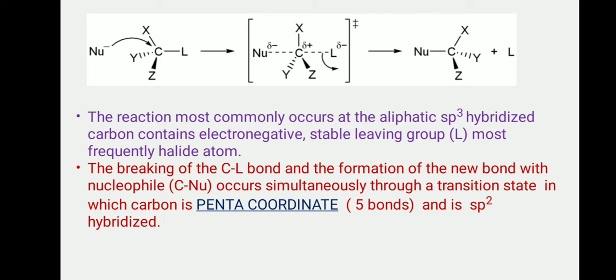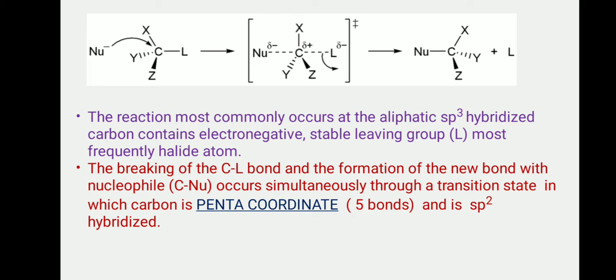In this step, what happens? The bond between carbon and nucleophile is formed, and the bond between carbon and leaving group is broken. So ultimately a bond forms between nucleophile and carbon, and the leaving group leaves the substrate molecule. The breaking of the C-Cl bond and the formation of the new bond with the nucleophile occur simultaneously through a transition state, in which the carbon is pentacoordinate.